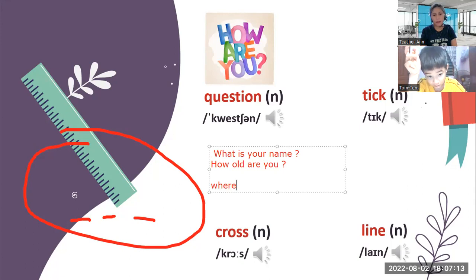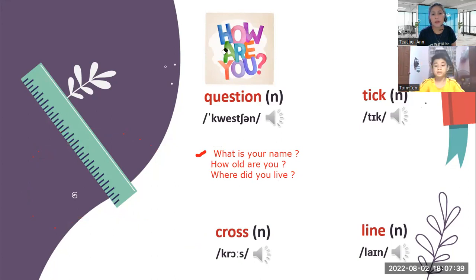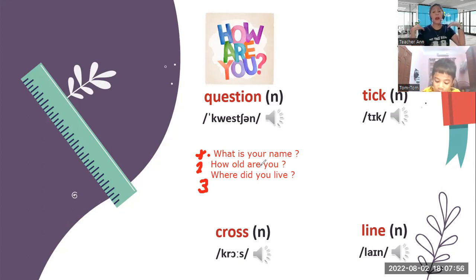Another, where. Where did you live? That's a question. Okay, can you please read the question? Read the question, Tom Tom. Read question number one, number two, number three. Okay, number one, you read this one. What is your name? My name is Anne.